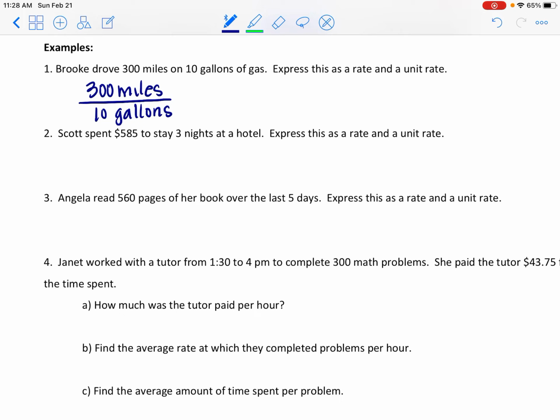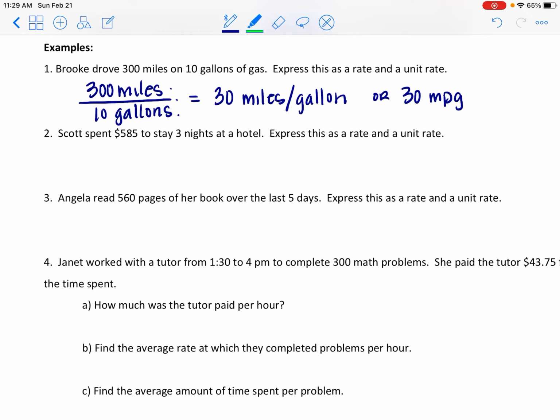Now if we want the unit rate, then we're going to divide that down. 300 divided by 10 is going to be 30. So this ends up being 30, and then it's going to be miles per gallon. The unit on the top of the fraction is the unit that goes first in our answer. So it's 30 miles per gallon. And miles per gallon has an abbreviation that's commonly used, so we could also say this is 30 miles per gallon, mpg. You've probably seen that before.